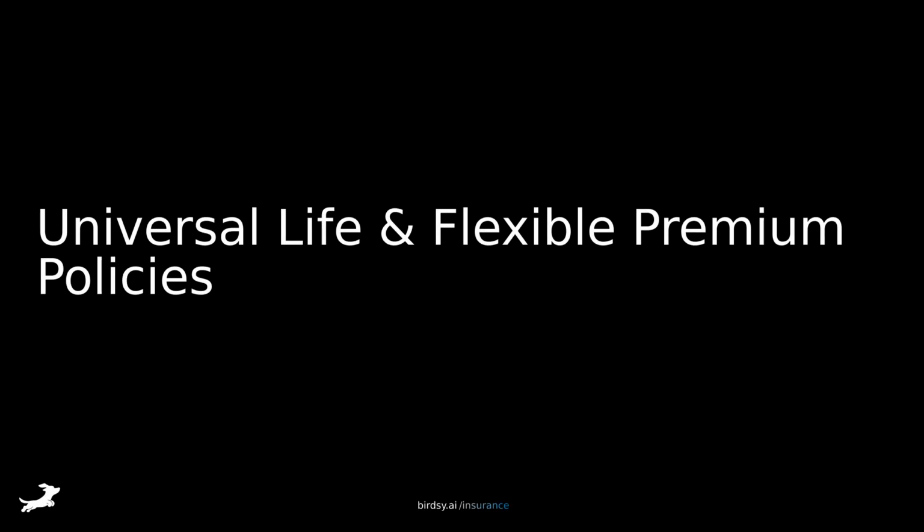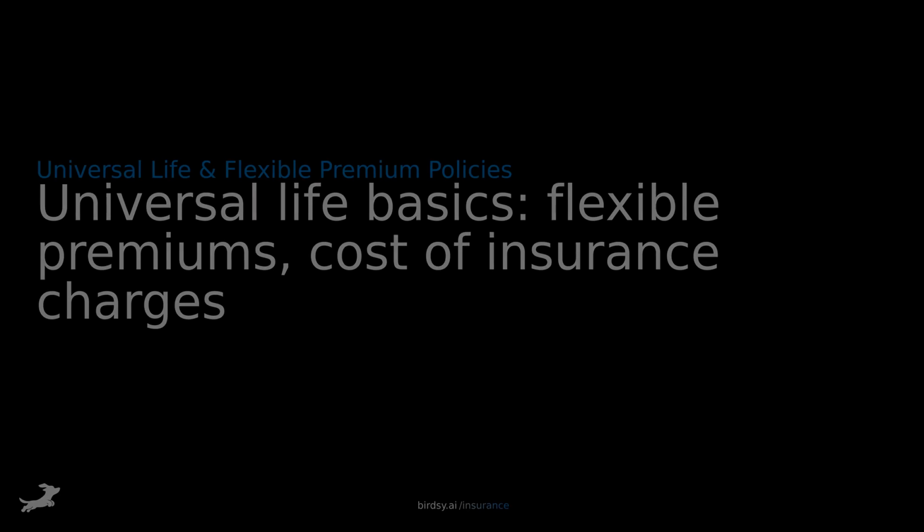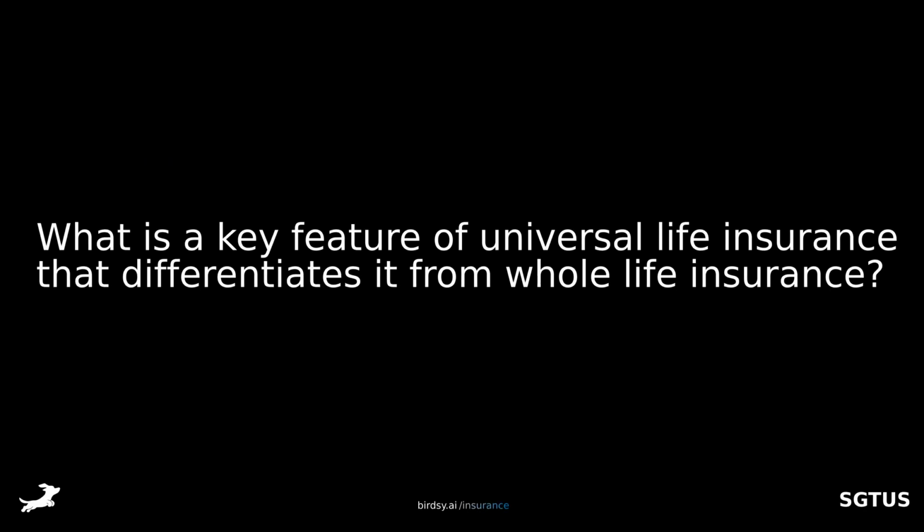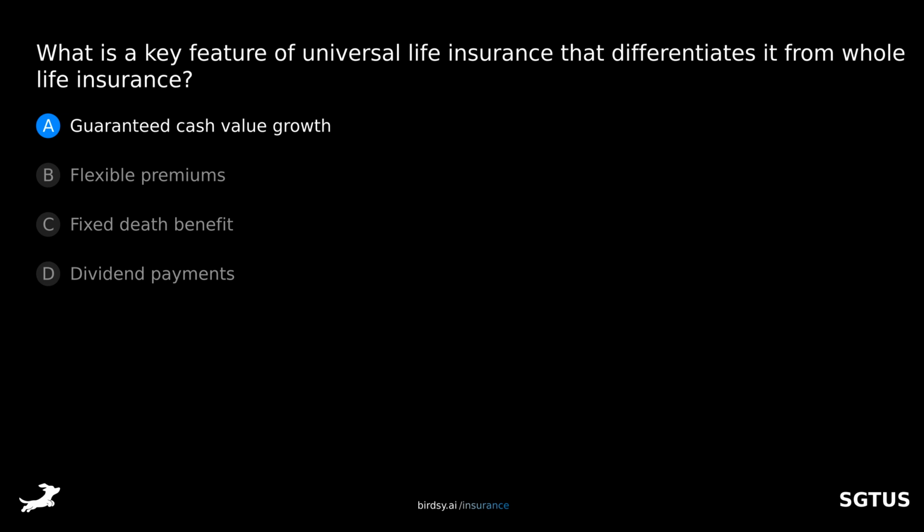Universal life and flexible premium policies. Universal life basics, flexible premiums, cost of insurance charges. What is a key feature of universal life insurance that differentiates it from whole life insurance? Is it A, guaranteed cash value growth, B, flexible premiums, C, fixed death benefit, or D, dividend payments? The answer is B, flexible premiums.